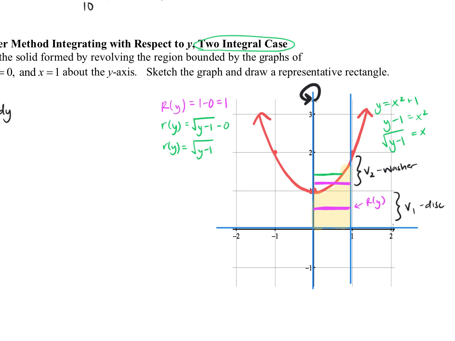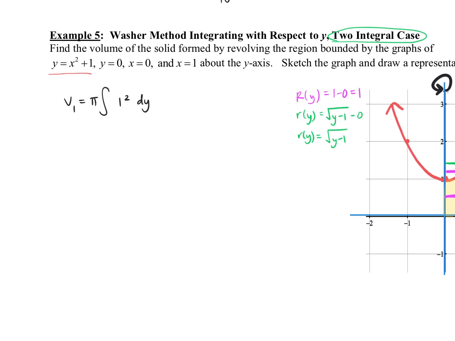Now where are we starting and going up to? We're starting here at 0, and then we're going up to 1, right? So my integral is going to evaluate from 0 to 1. And that's a pretty easy one to do by hand, so let's go ahead and do that. That would become pi times y evaluated at 1 and 0. So your volume there is just going to be pi, right? So that's your volume 1.